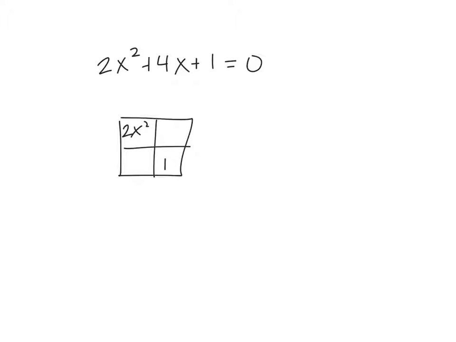and my area model. And so I have my 2x squared and my 1. And I'm remembering that I want these two spots to sum to 4x. So I'm thinking about what multiplies to make 2x squared. And really, we only have one option. That's a 2x and an x. And I'm asking myself, well, what multiplies to make 1? That's just 1 and 1, or negative 1 and negative 1. So, those are my only two options.